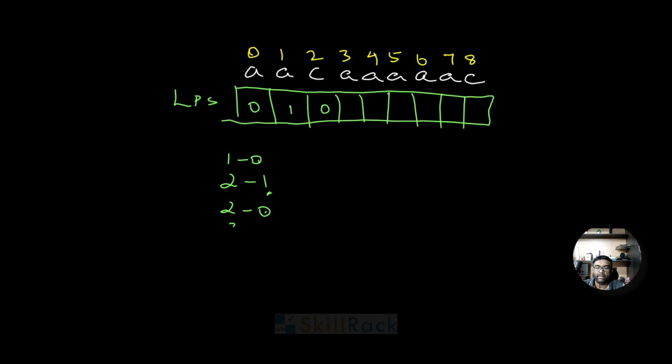Okay, you are going to compare 3 and 0. Are they equal? Yes. So add 1 to this index value. It is 1. Now you are going to compare 4 and 1. Are they equal? Yeah. 4 you have here and A you have here. So add 1 to this one.